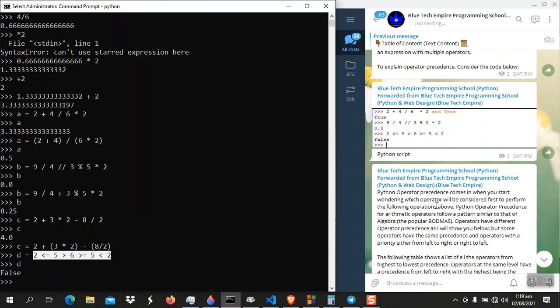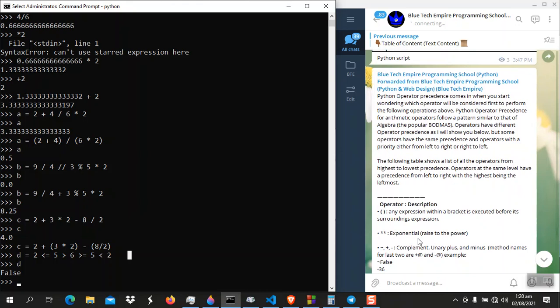If you did elementary mathematics, you may know about BODMAS. Operators have different operator precedences, as I will show you below, but some operators have the same precedence, and operators with the same priority operate either from left to right, or right to left. It means plus or minus have the same level of precedence, so Python evaluates them either from left to right or from right to left. We are going to be seeing some of them.